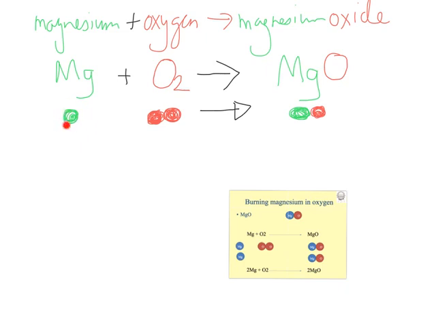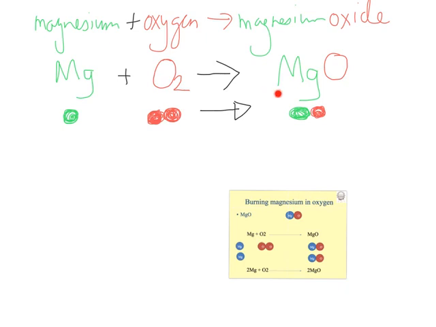So we've got one magnesium on this side, one magnesium on that side. That all looks fine and dandy. This one looks to be a bit of a problem. You've got 2 oxygens on this side and only 1 on this side. So we've got a problem here. Now, we are not allowed to just add another oxygen. I can't just stick another little red ball on there.